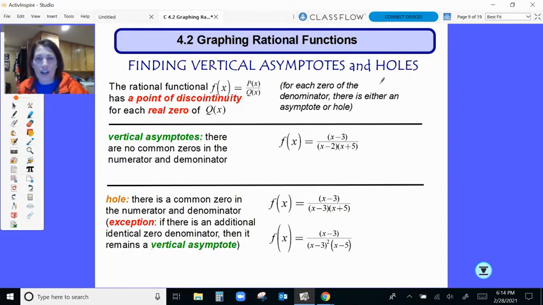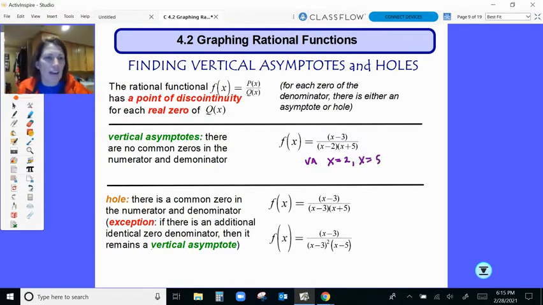So right here, here's how to identify our different asymptotes and holes. This says that for every function, we have a point of discontinuity wherever this function q of x equals 0. It's going to be either a vertical asymptote or a hole, one of the two. It's a vertical asymptote if there are no common zeros in the denominator and numerator. So here we have no common zeros in the top and bottom. So we're going to have vertical asymptotes at x equals 2 and x equals negative 5.